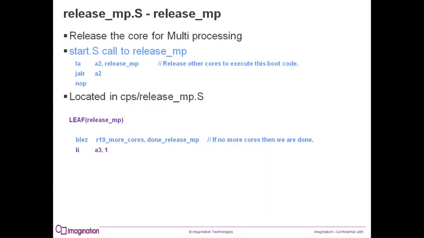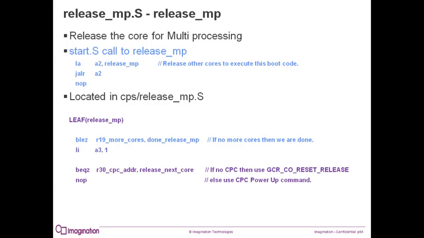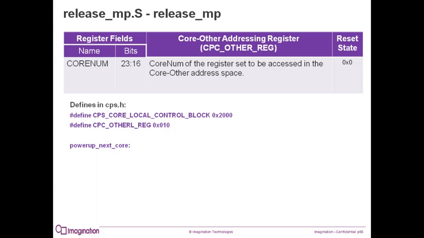The code uses A3 as a counter to decide if it has released all remaining cores. The code checks for a cluster power controller by seeing if the address was set for the CPC in the CPC register block. If the value is 0, there is no CPC, and the code will skip ahead and just release the next core so it can begin execution. Remember, this code is only executed by core 0.